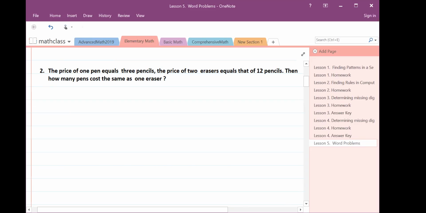So the relationship between pen and eraser is indirect. There is a direct relationship between pen and pencil, and pencil and eraser. But the relationship between pen and eraser is indirect, and we want to find the link between them, going through the pencils. Can you figure out how many pens you can exchange for one eraser?